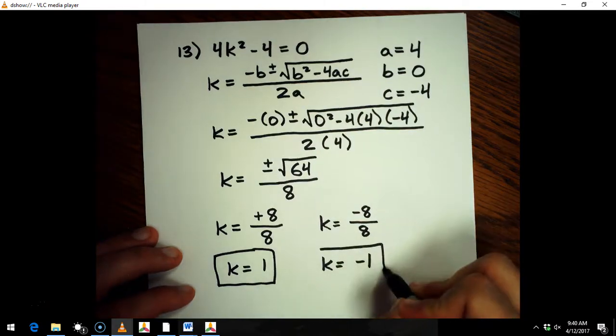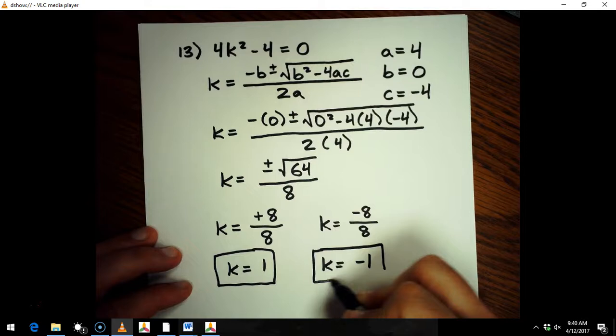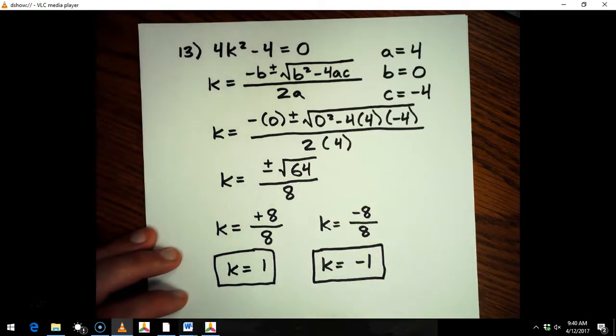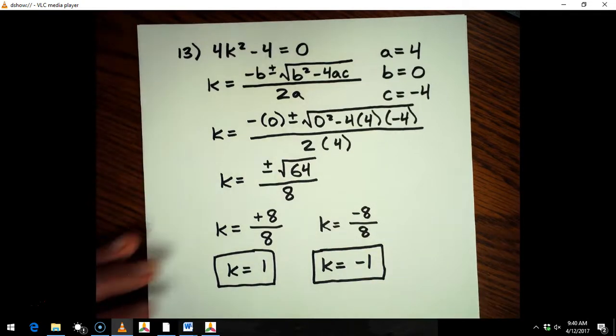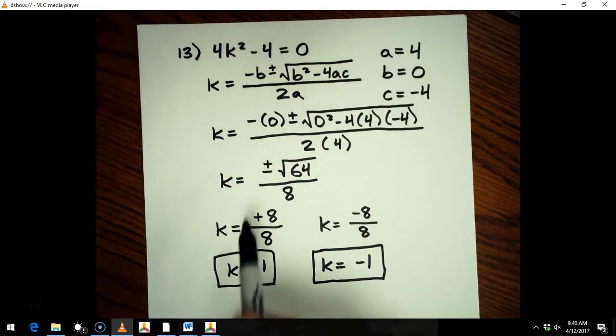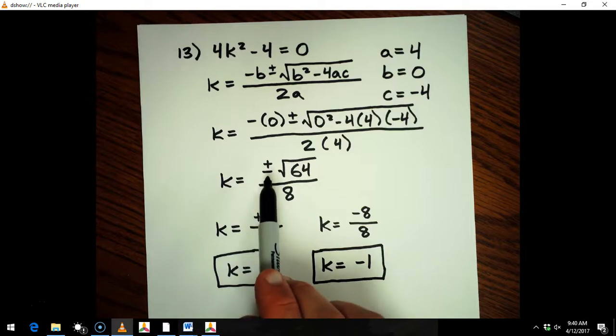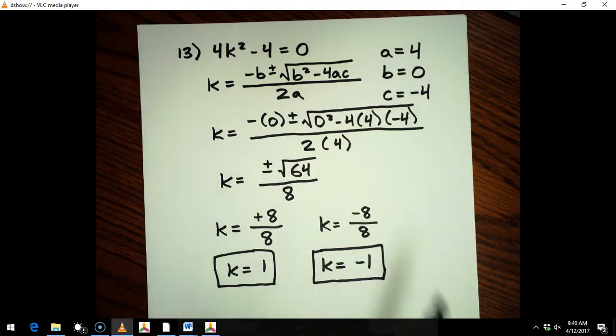So in this case, my answers actually turn out to be opposites, and those two answers are 1 and negative 1. So if b is 0, this is what's going to happen. You're going to just have the plus minus, and you have to take the positive square root and the negative square root and divide that, in this case, by 8. And if you plugged in 1 and negative 1, it would check in the original equation.